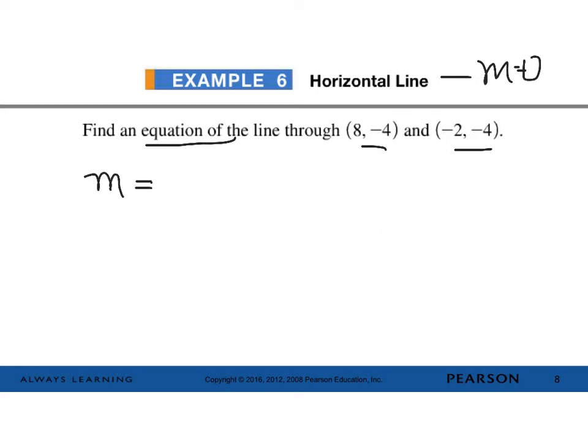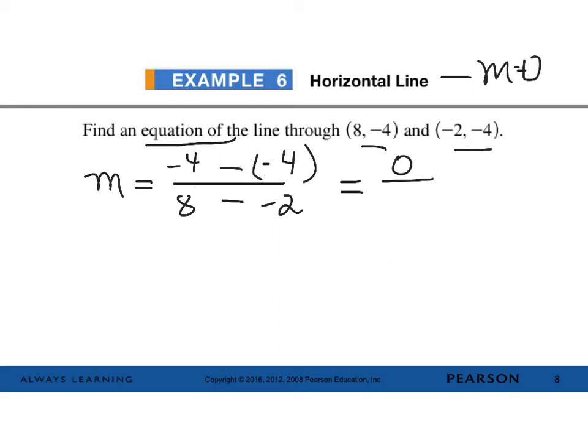So the first thing we're going to do is verify that this is, in fact, a horizontal line by saying, here's our slope formula. The first point is 8, negative 4. The second point is negative 2, negative 4. And negative 4 minus negative 4 is negative 4 plus 4, which is in fact 0. And 8 minus a negative 2 is 8 plus 2, which is 10. But 0 over 10 is still 0.